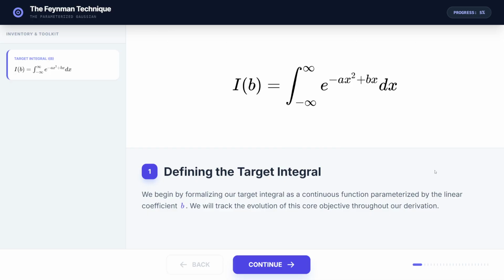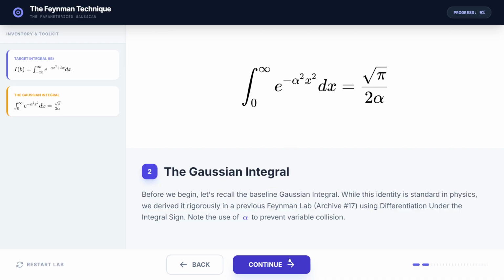Today we're going to be evaluating this parameterized Gaussian integral. Now this is not a form that we have done before on this channel. It looks similar to some of the forms that we've done, but not exactly. So let's go.